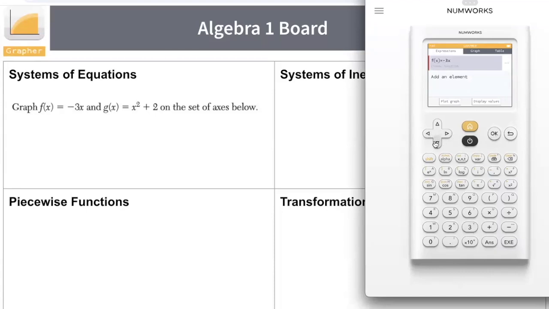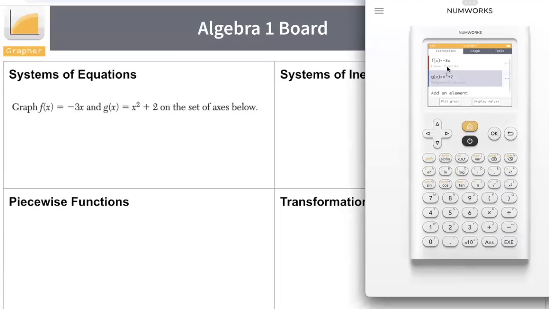Same thing with what we did for equations. We're going to add an element. This does notate that this is a linear function. I'm going to add an element. I will use templates. You can also use g of x on the alpha keyboard. It works either way. What you will notice is it defaulted to g of x, so it will not allow you to put two functions that are named the same thing with different expressions, which is really nice. So this changes to g of x, and I'm going to type this in as x squared plus 2.